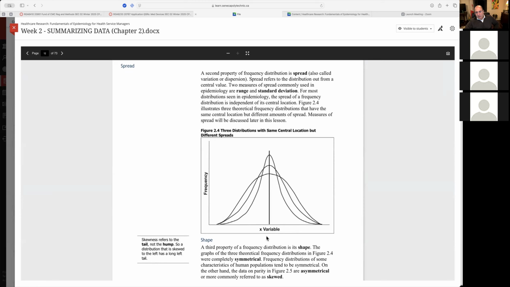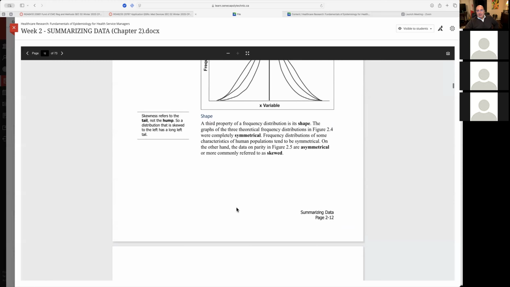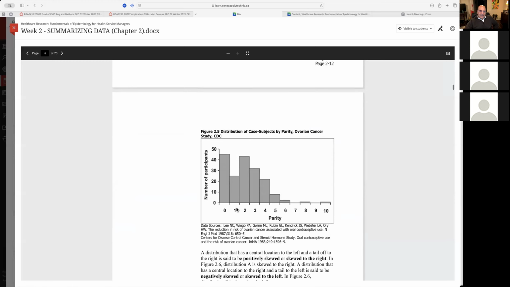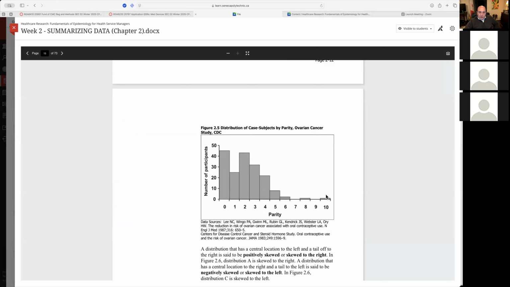Now, the graph of the three-dimensional frequency in figure 2.4, which is this one, was a completely symmetrical frequency distribution of some characteristics of human populations, which tend to be symmetrical. On the other hand, the data on parity in figure 2.5 that we're going to see are asymmetrical, and they are commonly called skewed. So here, we don't have a normal distribution or a bell-shaped curve. We have a skewed frequency distribution.